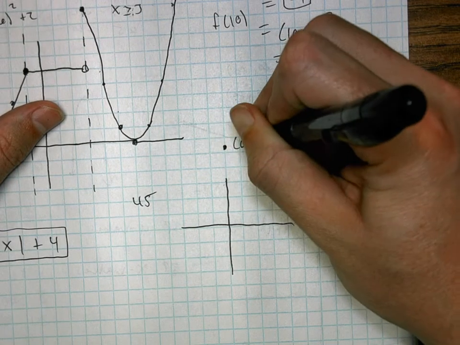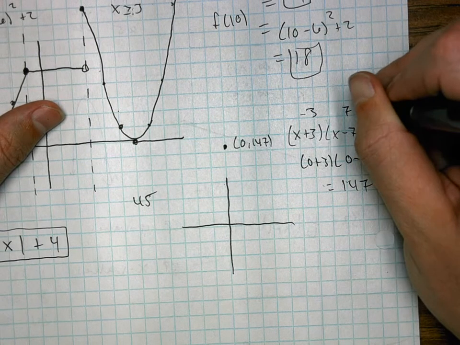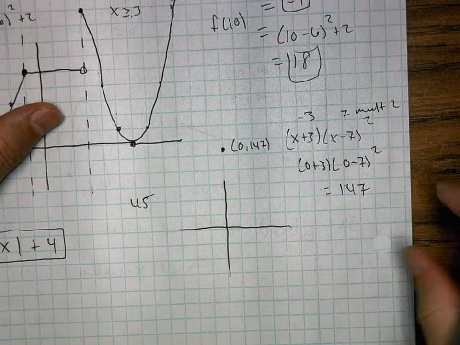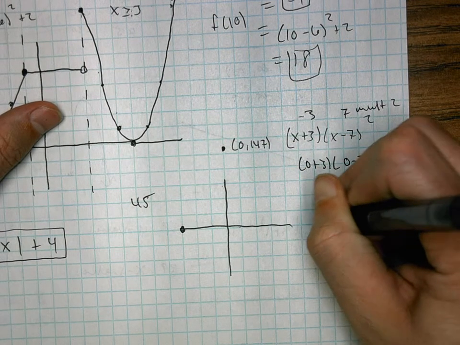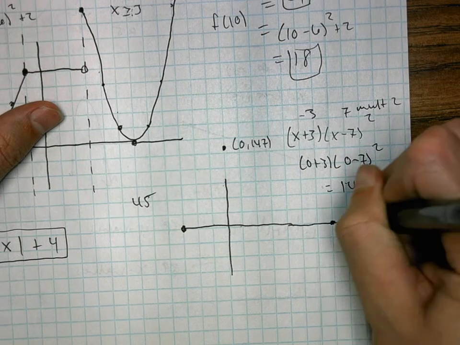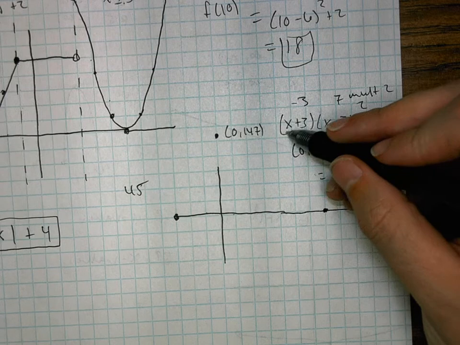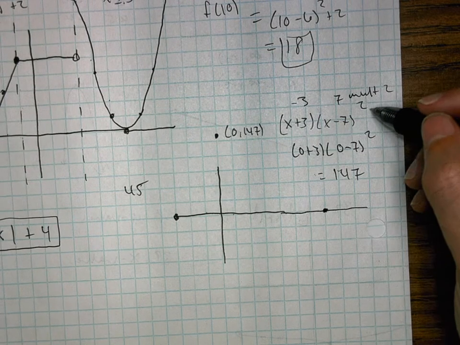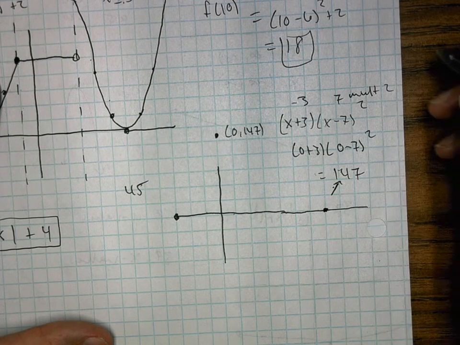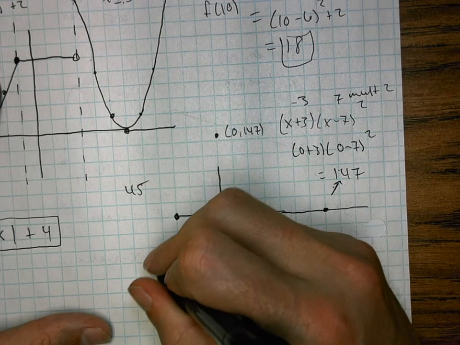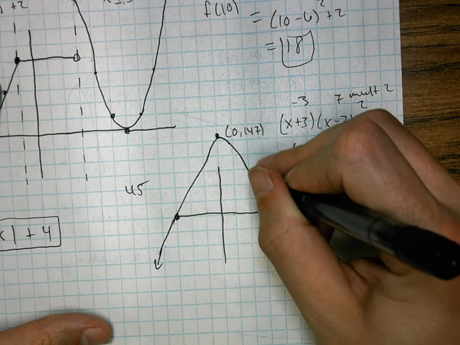Our zeros are at negative 3 and 7 with multiplicity 2. So at negative 1, 2, 3, 1, 2, 3, 4, 5, 6, 7. And it's an odd function because of the squared. So that means the right side will be going up. The left side will be going down. So it goes up, hits the intercept, comes down, hits 7, heads back up.